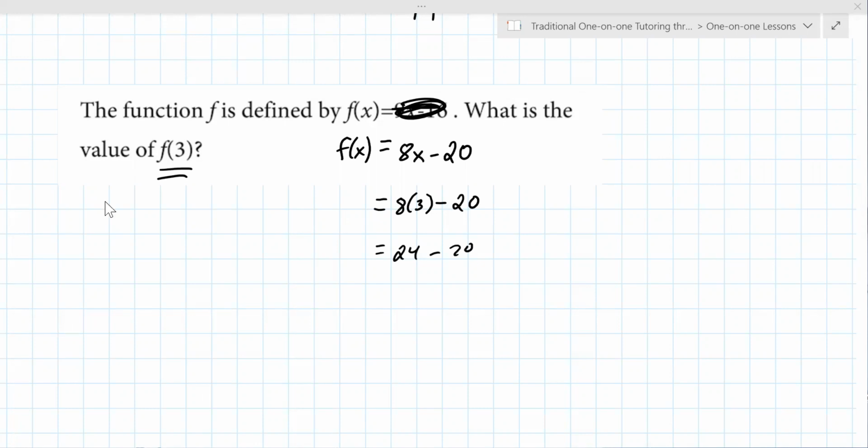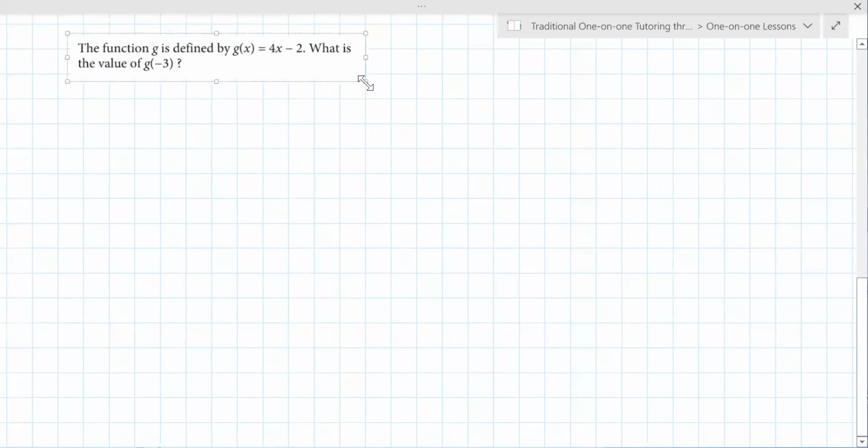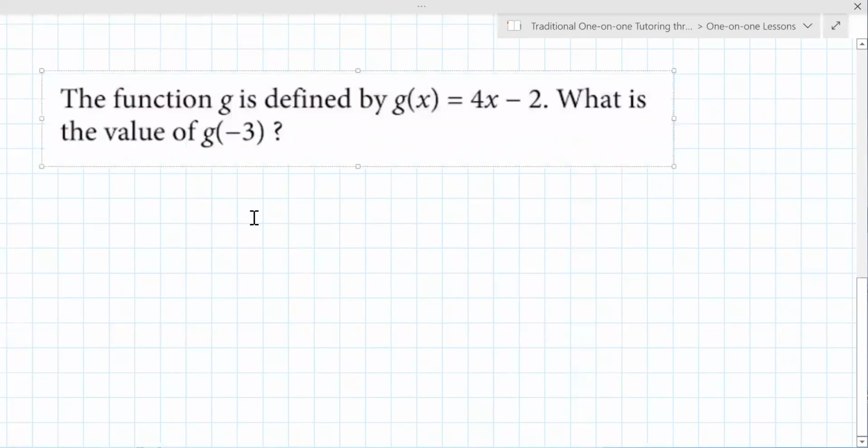All right, so here's a brand new problem. Let me just get it zoomed in here a little bit. The function g is defined by g of x equals 4x minus 2. What is the value of g of negative 3? Let me write that down. Let me figure it out on my own. Okay, give it a try.